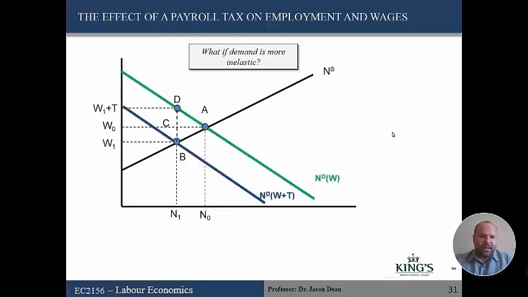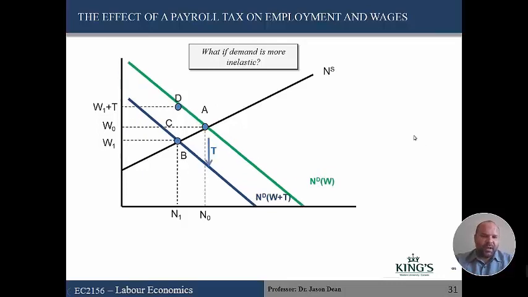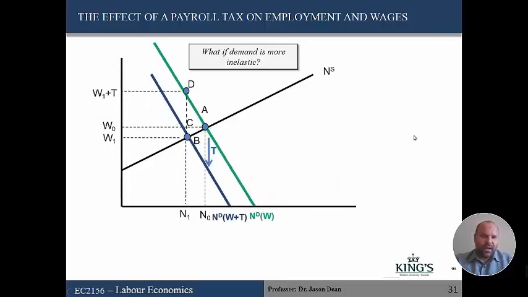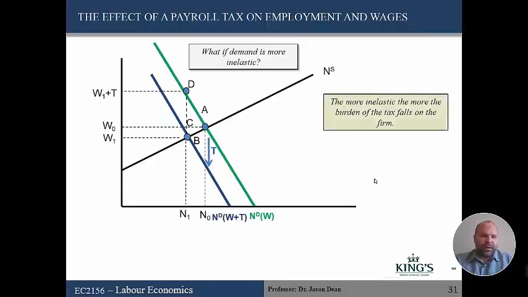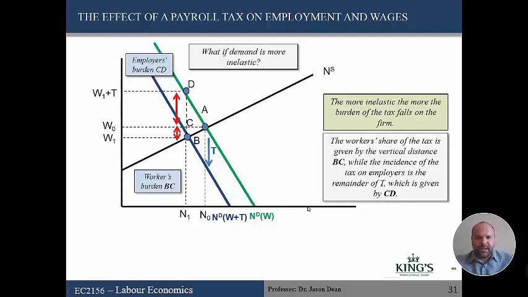Let's look at that again. So these demand curves are going to become more inelastic. Right now this is the employer burden, this is the employee burden. Look what happens. So we see that the burden for the firm increases and the worker's burden decreases. Okay, so the more inelastic the firm's labor demand curve, the more the incidence falls on the employer.